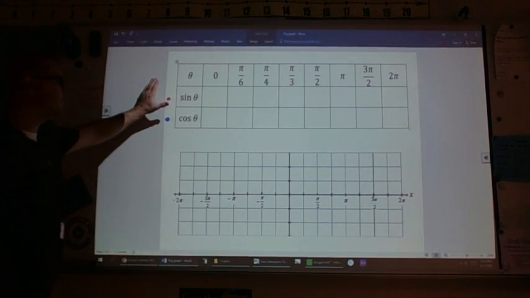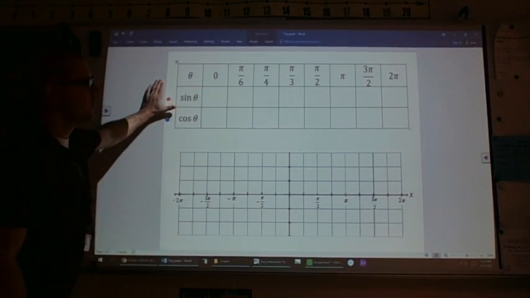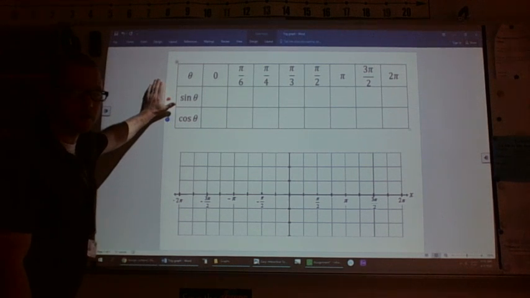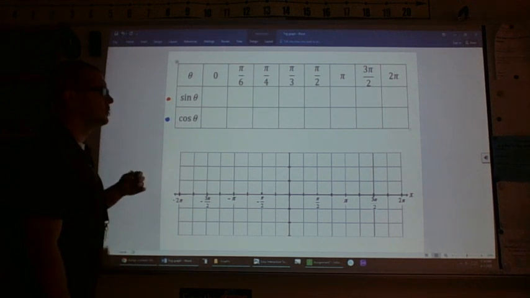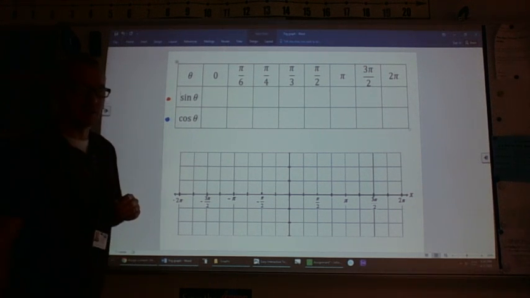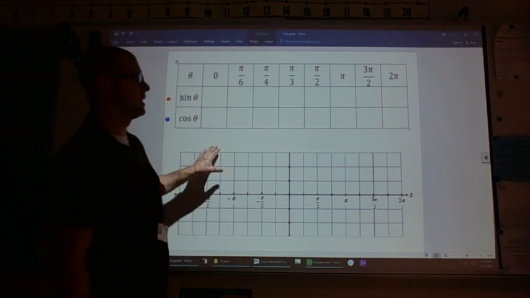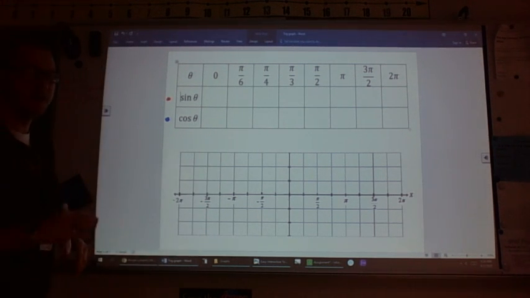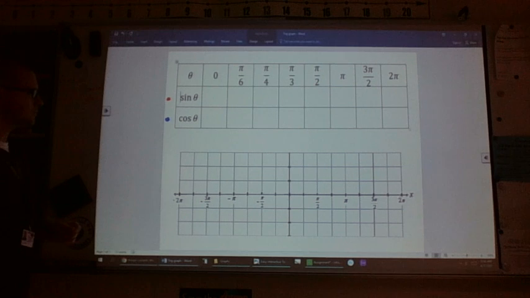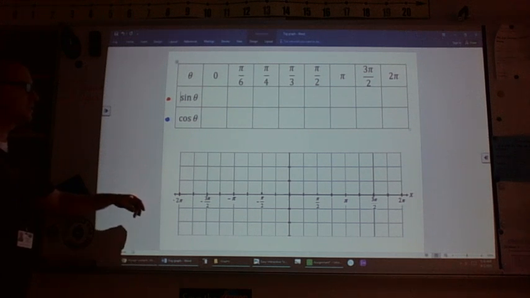Let's move on from the unit circle and start graphing trig functions. We're going to start with sine and cosine. We're also going to end with sine and cosine because of the circumstances. So we're not going to graph tangent or cotangent or secant or cosecant. We'll do that next year. So it's just sine and cosine.